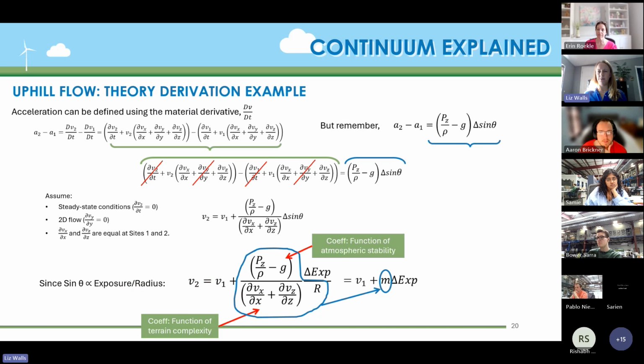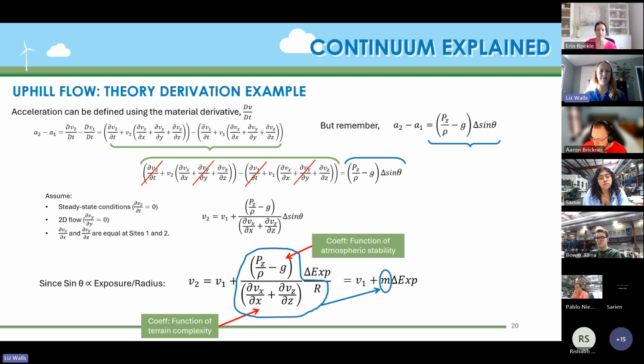We're going to use that same material derivative. So we're going to expand out the acceleration term, keeping in mind that we have the sum of the forces that we just found on the previous slide when it comes to uphill flow. We're going to set those equations together: the expanded version of acceleration using the material derivative equal to the sum of the forces.